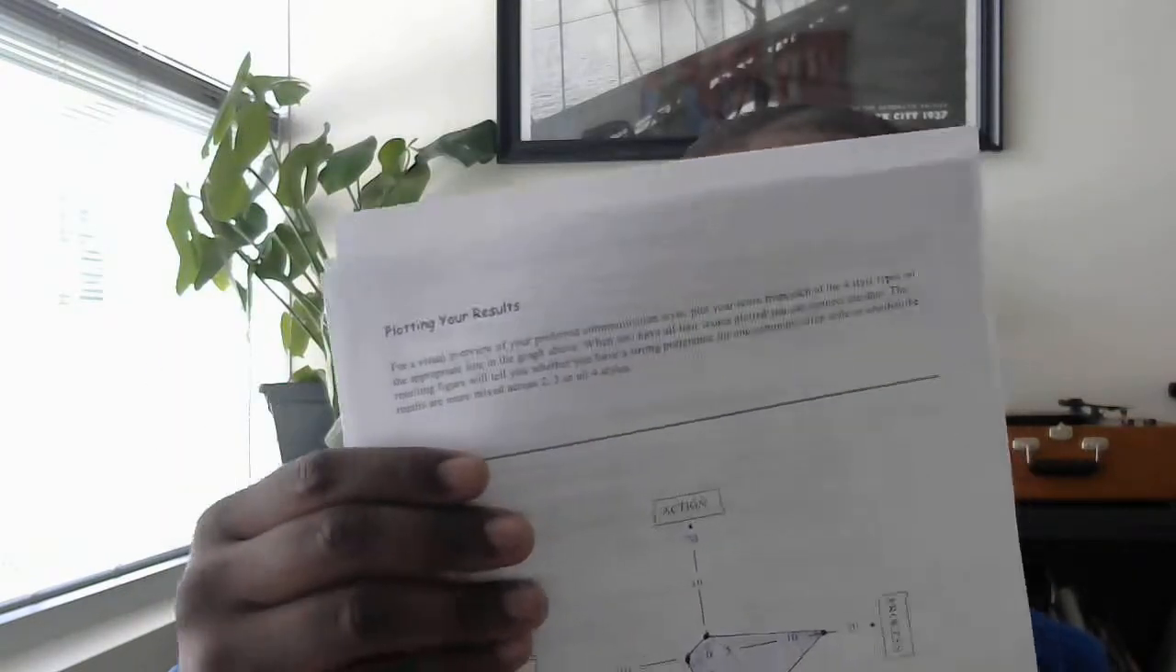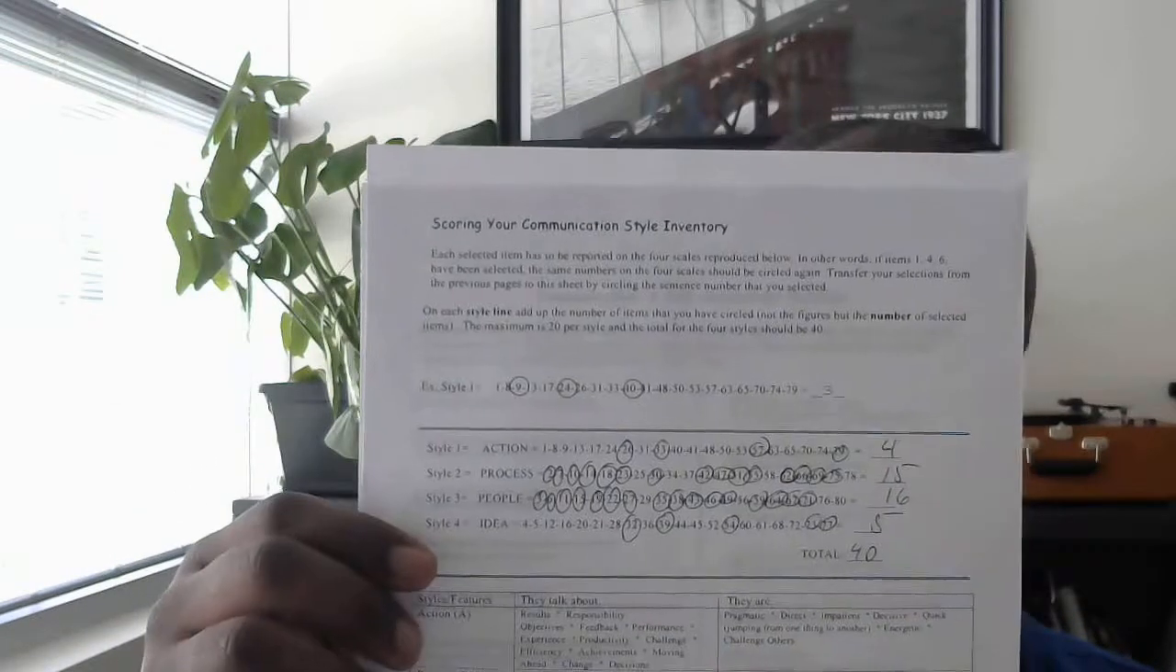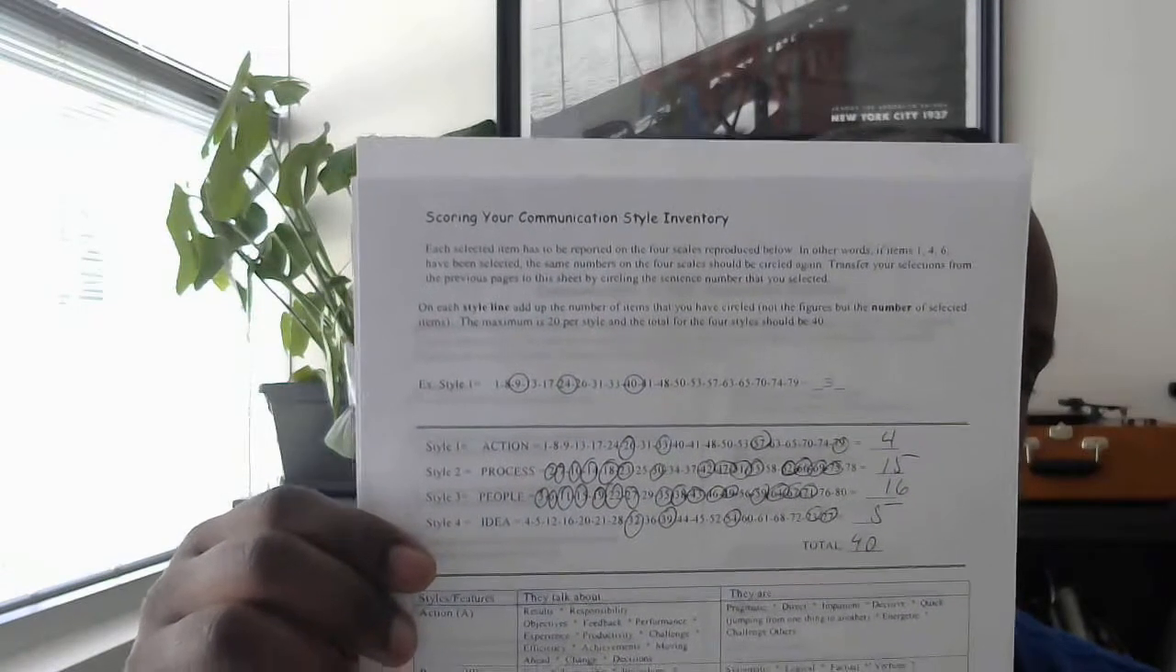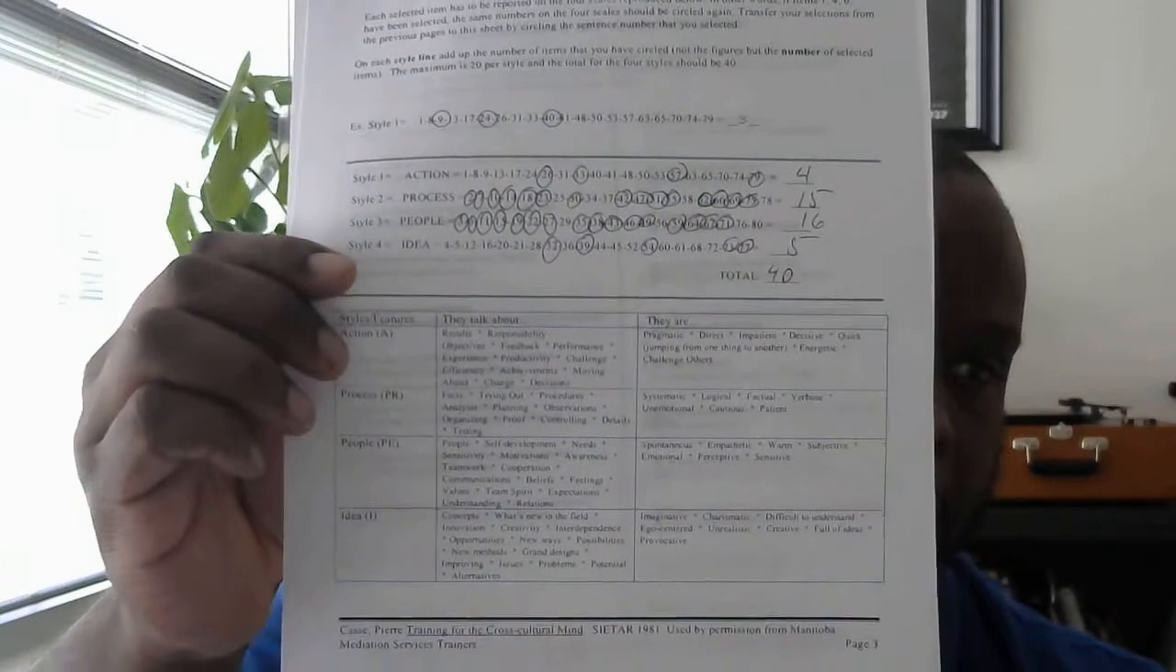And what you'll see, well, let me go back to the first page. What you're going to see is that as far as action style of communication, I scored a 4. The process side, I scored 15. The people side, I scored 16. And the idea side, I scored 5. So that totals 40. So by looking at this, I can determine that I'm very much a process and a people-oriented person.